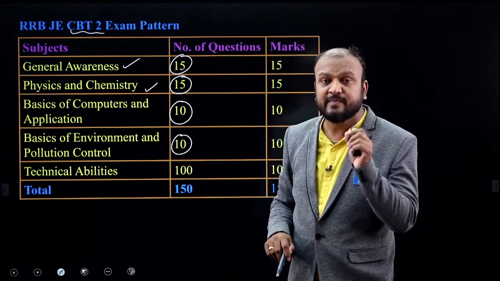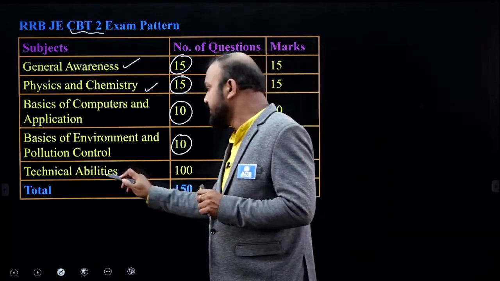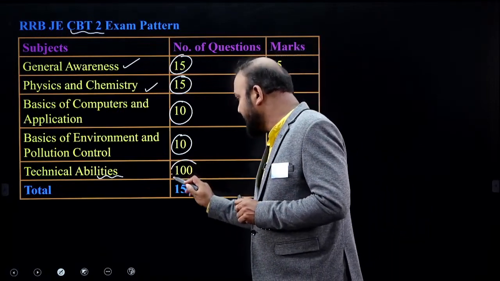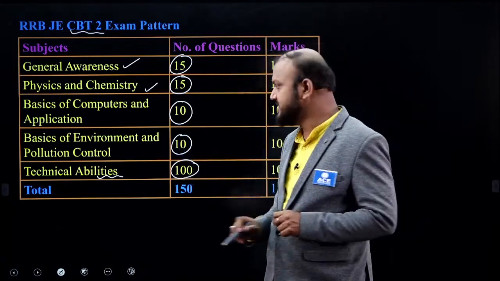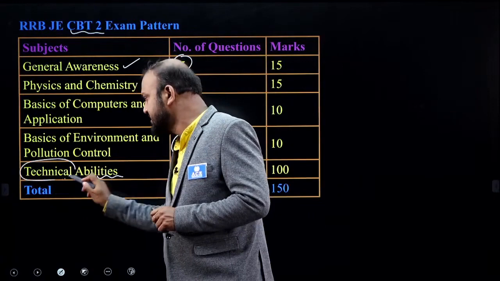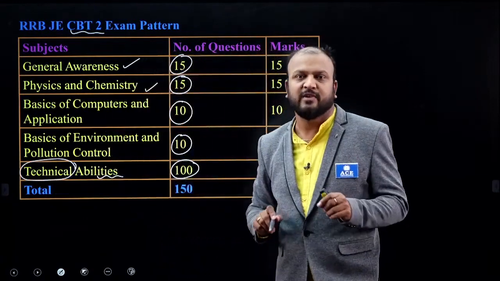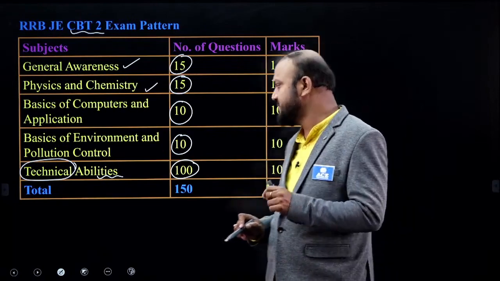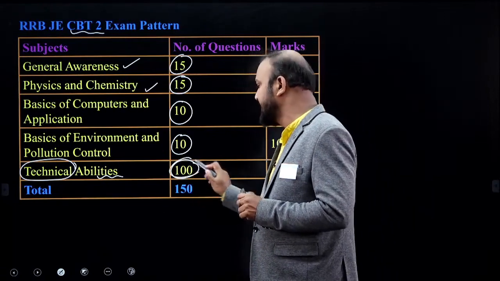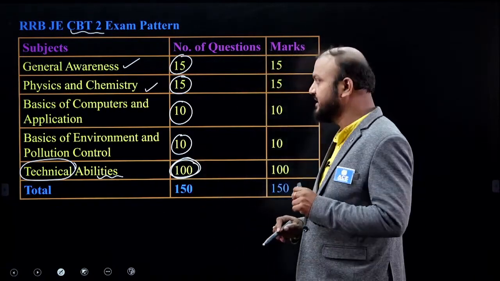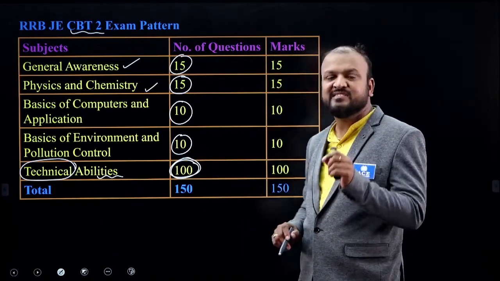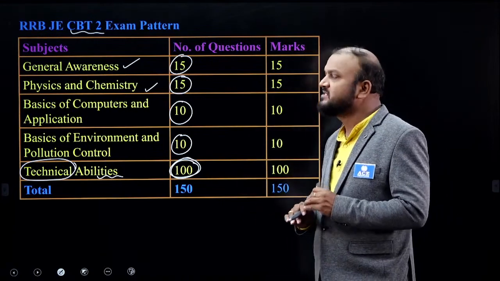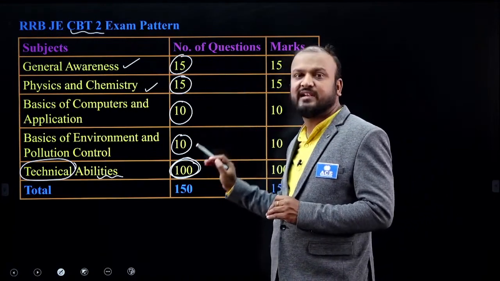And the stream specific part. For computer science people, there are totally 100 questions. This is completely technical ability. Computer science people will have the computer science syllabus and subjects, and in the stream specific part you will get 100 questions, with more weightage on technical. That means RRB JE CBT 1 is more general and RRB JE CBT 2 is general plus technical.